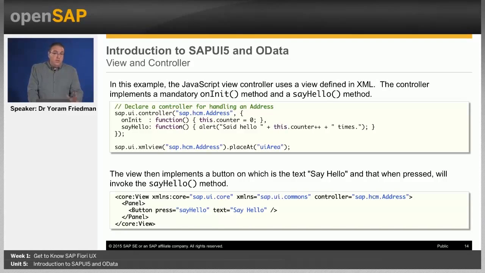Now in my view, which is another element, another file, I'm going to define where that specific functionality is going to be triggered from. So I'm going to put a button on the screen, and once someone presses the button, I'm going to call that specific function from the controller. So that's how I create the link between a controller and a view.